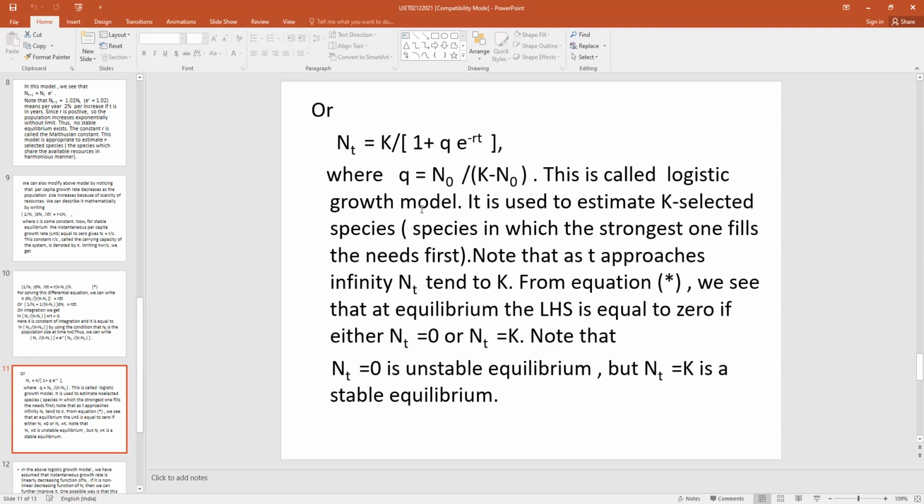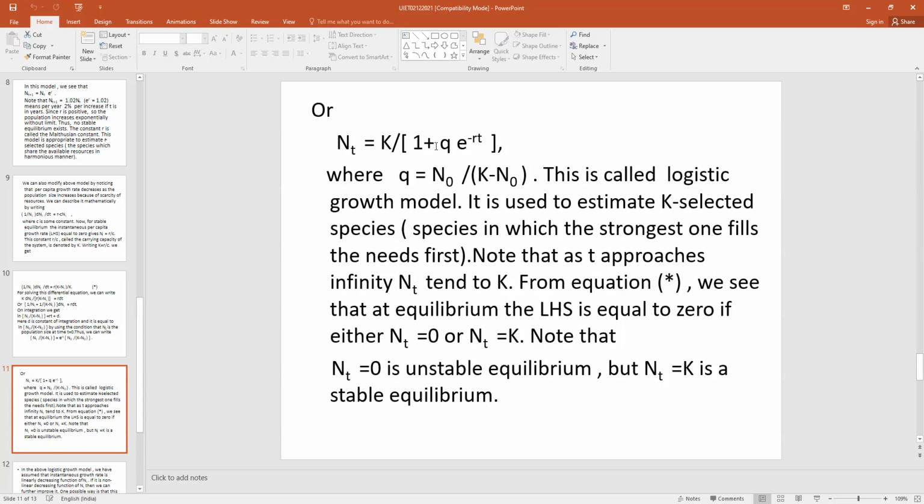K-selected species are those species in which the strongest individual fills the needs first, and then if something is left over, the weaker will start eating. Like the tiger population, the strongest tiger will eat first, and once his needs are fulfilled, he leaves that place, then the weaker one will start eating. Similarly, the elephant population. So note that as t tends to infinity, t tends to K.